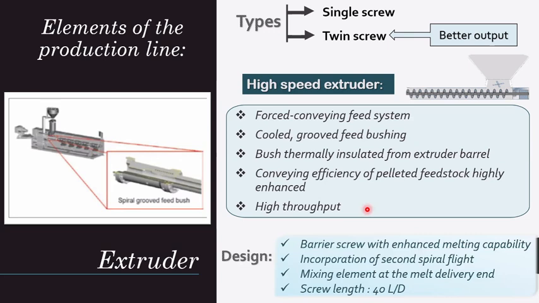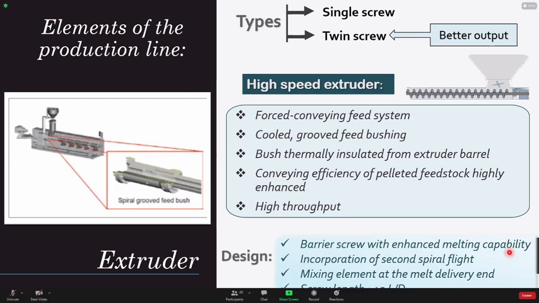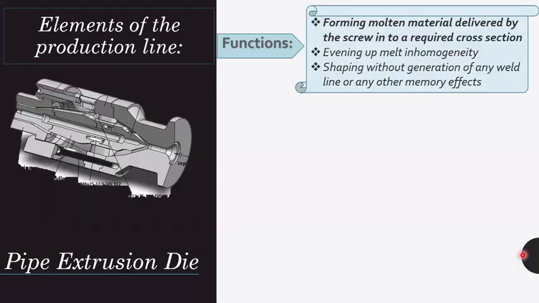And recent development in screw design includes creation of barrier screws with high melting capability. Also mixing elements are generally used at the delivery end of the screw. These newest generation high throughput pipeline extruders have higher screw lengths of 40 L/D.